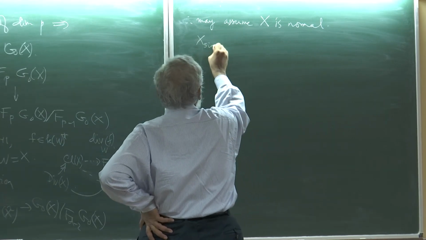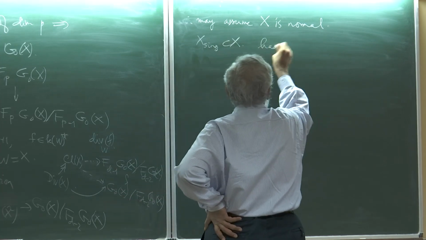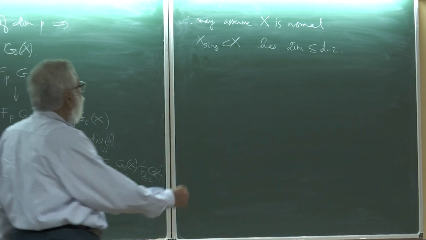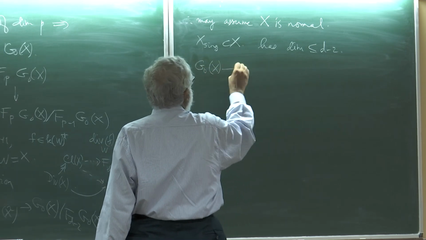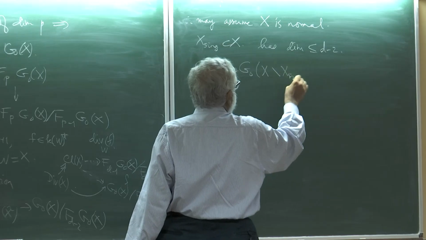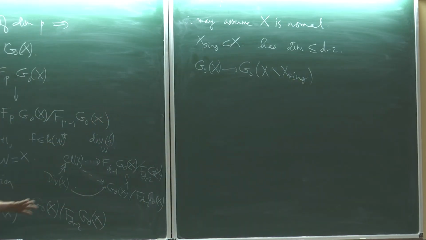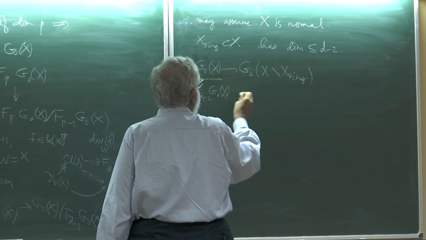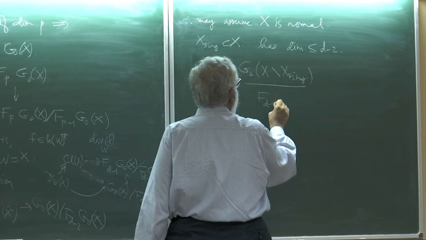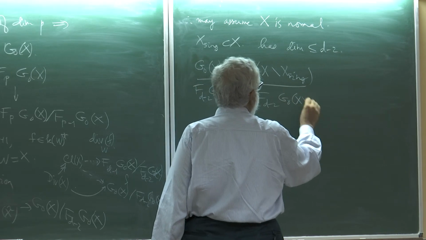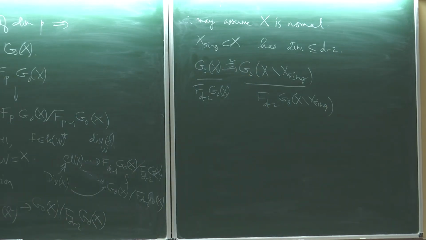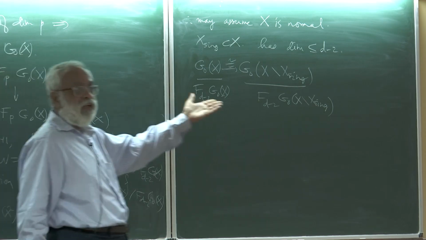So now let's look at the singular locus of x. It has codimension at least 2, dimension at most d minus 2. So now I can look at the natural map from G0 of x to G0 of x minus its singular locus, and I've changed x only in codimension 2. So if I divide by F d minus 2, it is clearly the same. We have divided by all things of dimension at most d minus 2. So there is no loss of generality in assuming x is non-singular.